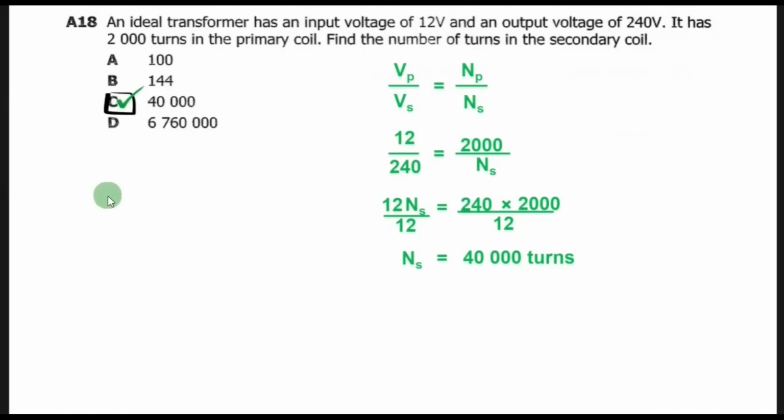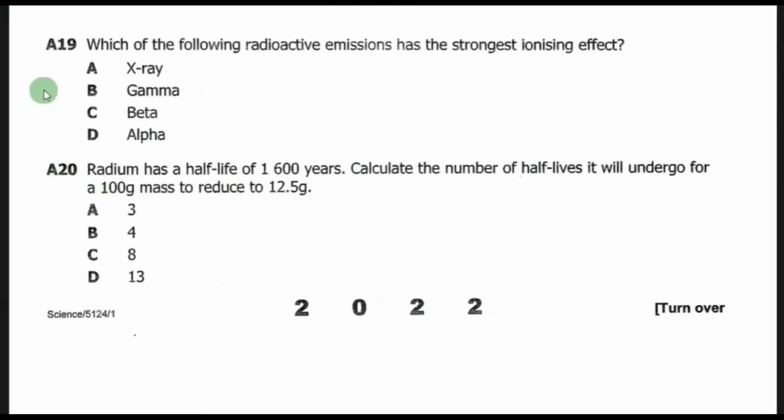So let's go to 19. A19 says, which of the following radioactive emissions has the strongest ionizing effect? Ionizing or ionization is the process of making a substance charged. So which one of these, X-ray, gamma ray, beta and alpha, has the strongest ionizing effect?